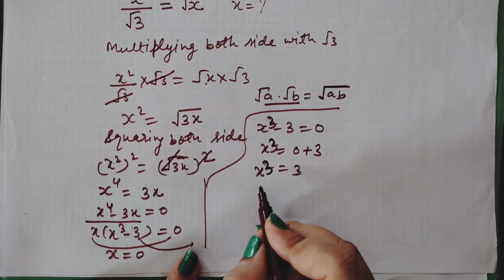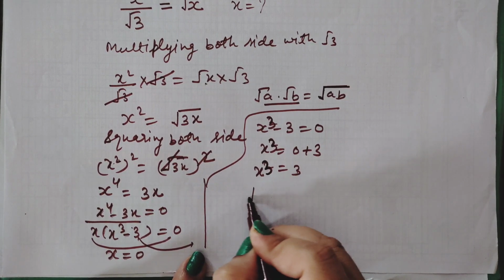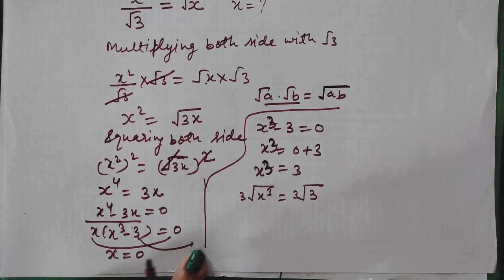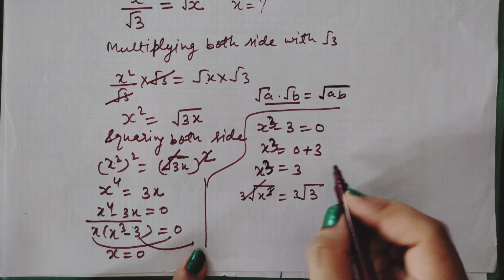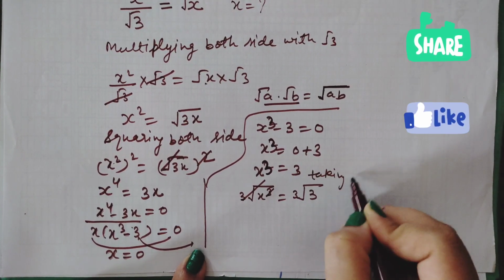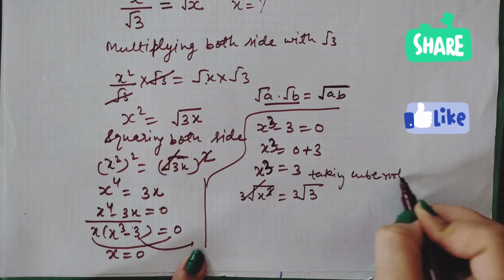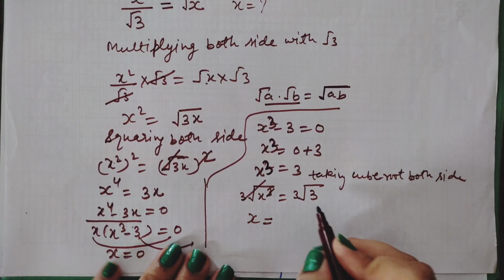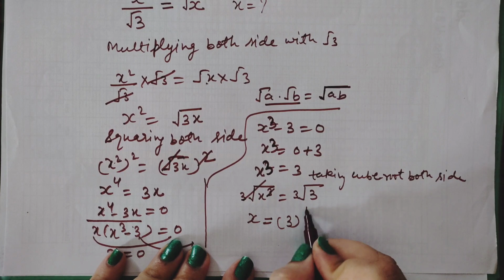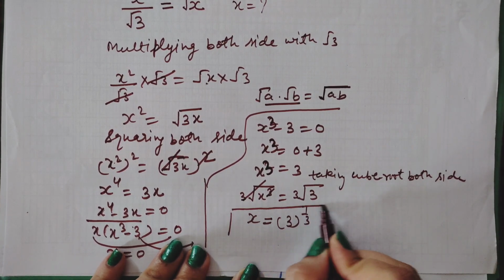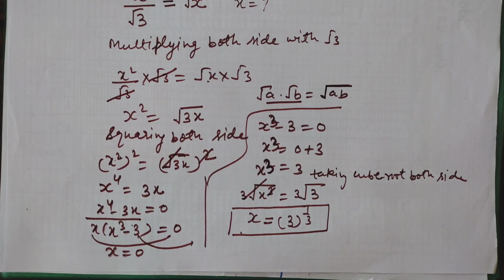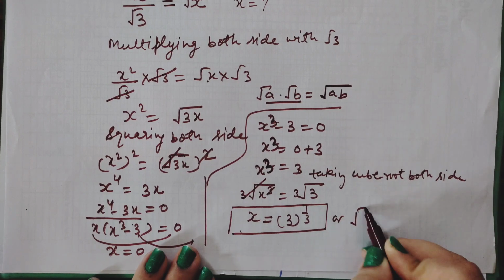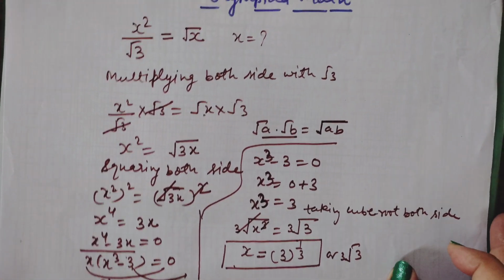Now taking cube root on both sides, the cube root cancels, so this is only x, and this is cube root of 3. We can write this as 3 raised to the power 1 by 3. So this is our answer, x equals 3 raised to the power 1 by 3, or you can say cube root of 3. Now check whether your answer is correct or not.